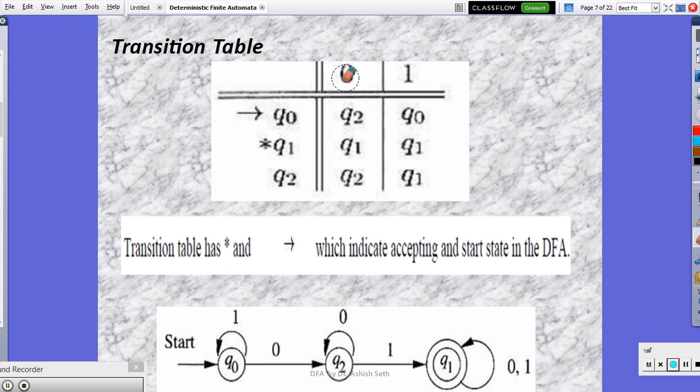Now from Q1, we see the transitions. For Q1 if I read 0, I reach Q1 only. If I read 1, then also I am reaching Q1. Likewise for Q2, on the 0 input we are reaching Q2, on the 1 input we are reaching Q1. So this is the transition table, this is the transition diagram. If this is given to you, we can make the diagram. If the diagram is given to you, we can make a transition table. And remember that this star, this asterisk sign, is to represent the final state, and this arrow sign is used to represent that this is the initial state, the starting state.